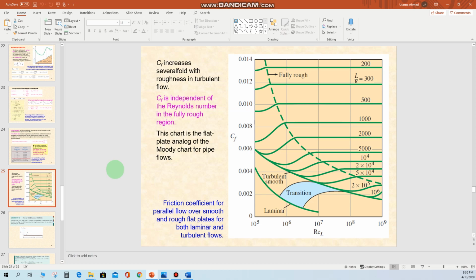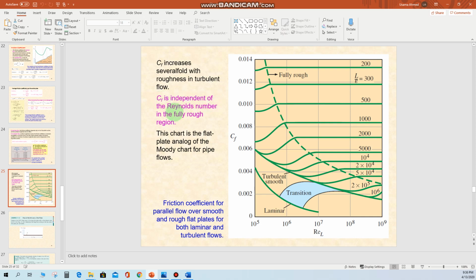Now let us see this graph. This graph is quite similar to the Moody chart, so let's see what we have here. The coefficient of friction increases several fold with the roughness in turbulent flow. So this one is the turbulent flow. If we increase the Reynolds number, this green line goes upward. What does it mean here? That if we increase the Reynolds number, then the coefficient of friction increases.